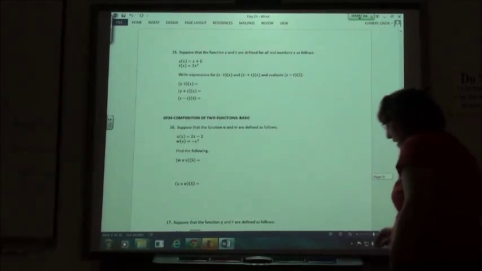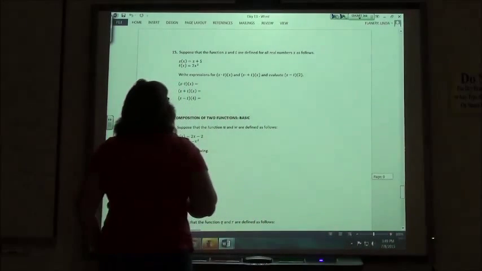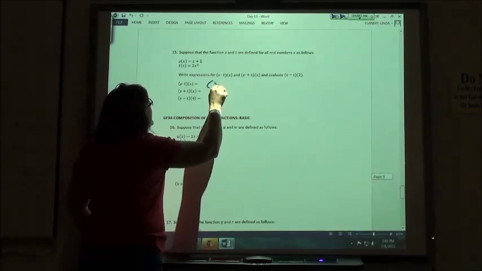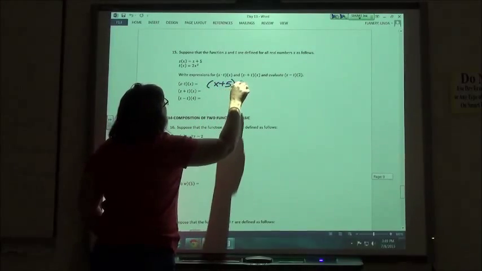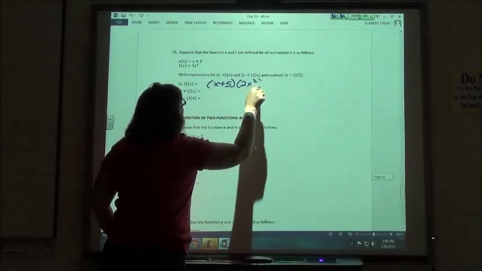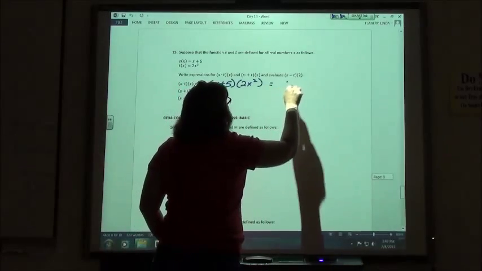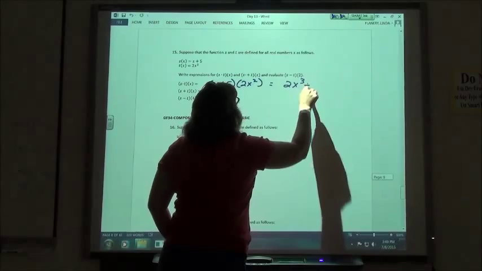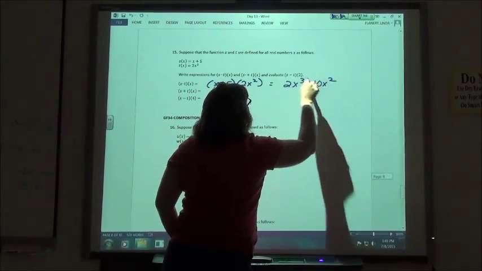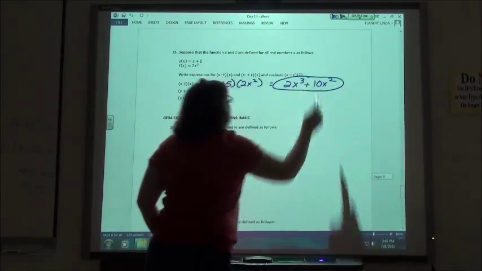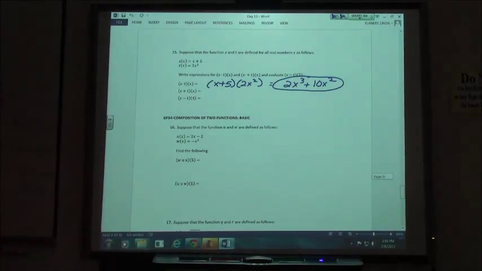Number 15. I'm going to do s times t first. So I'm going to take x plus 5 times my 2x squared. And again, I'm going to have to use my distributive property. So I'm going to get 2x to the third plus 10x to the second. And again, not like terms, so I can't do anything other than distribute it out, multiply it out.